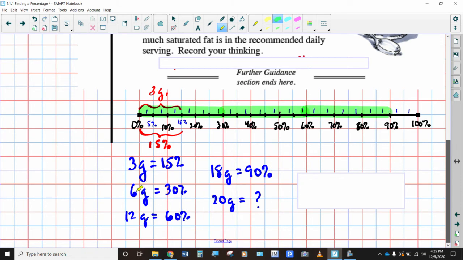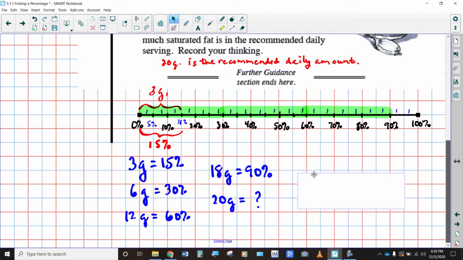If you take this and triple it, you would get 18 grams, which would have to be 90% of the total daily recommended amount. So what would 20 grams be? How do we figure this out? Well, if you know that each one of those happens to represent 1, and this is 18, then the last two are going to make the total end up being 20 grams. Okay, so 20 grams is going to be equal to 100%.